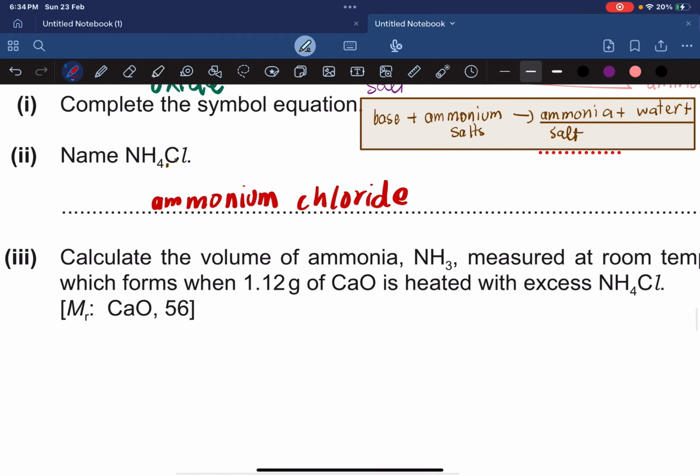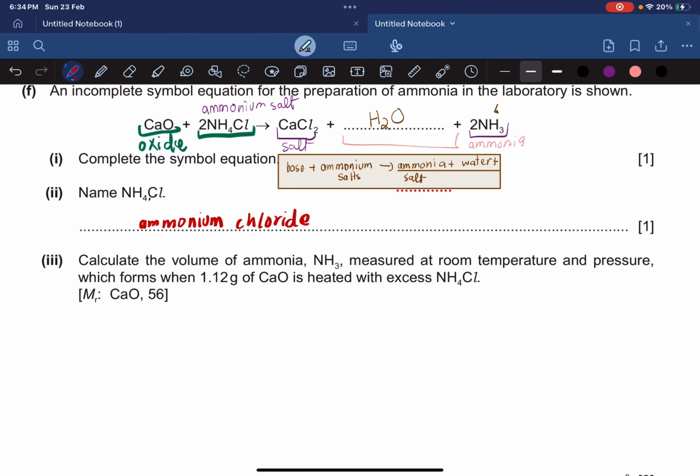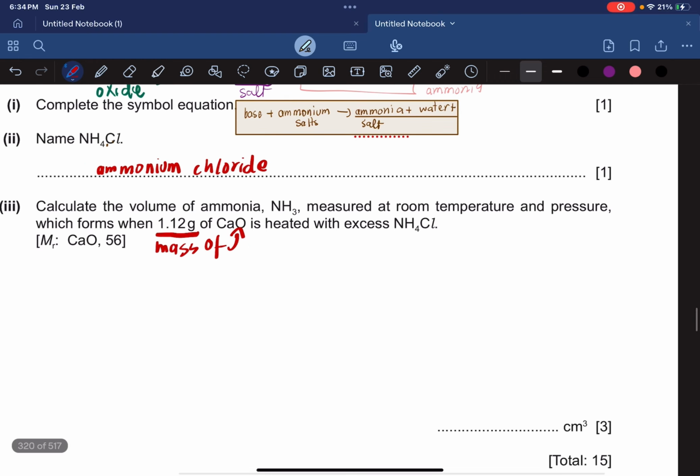Okay, calculate the volume of ammonia NH3 measured at RTP, which forms when 1.12 grams of CaO, calcium oxide, is heated with excess NH4Cl. Okay, you have to calculate the volume of ammonia. First, we're given the mass of this, okay? From the mass, we can easily calculate the moles of this calcium oxide, okay?